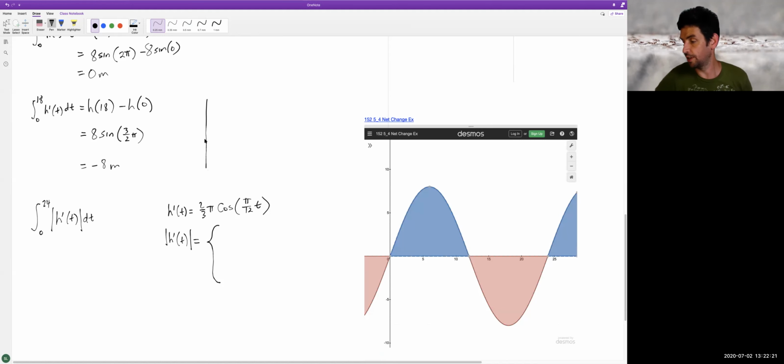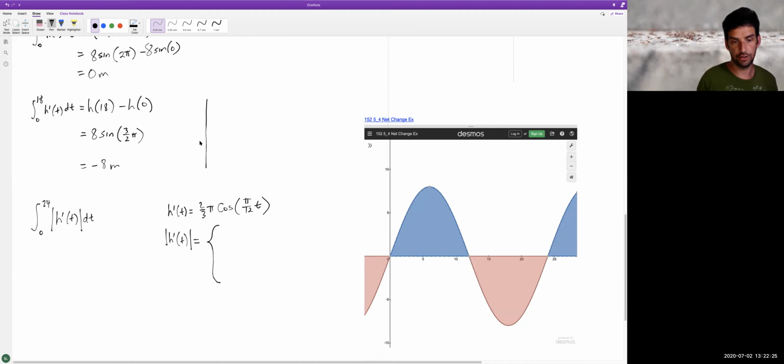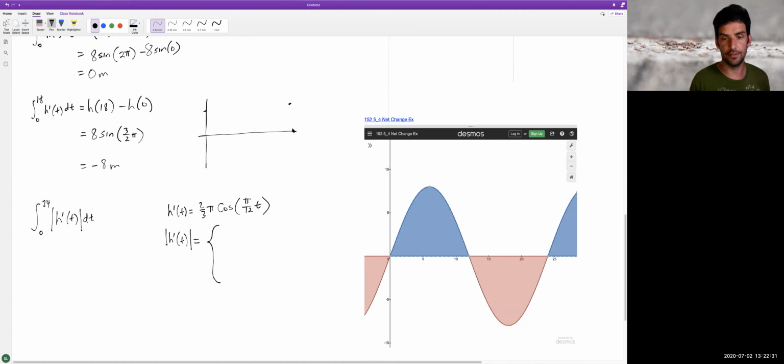Let's see, cosine. I'm going to sketch a quick graph. Cosine starts here and ends here after one period. In this case, the period is 24. Let's mark off 12, 6, and 18. So our cosine graph is going to look like this.